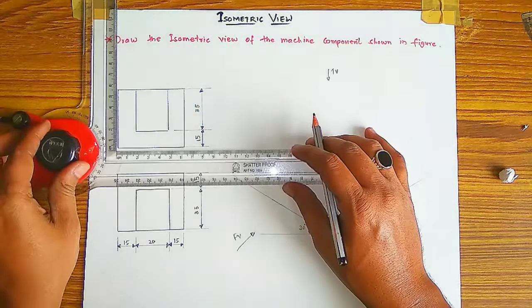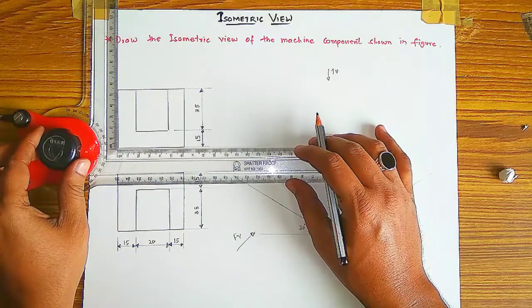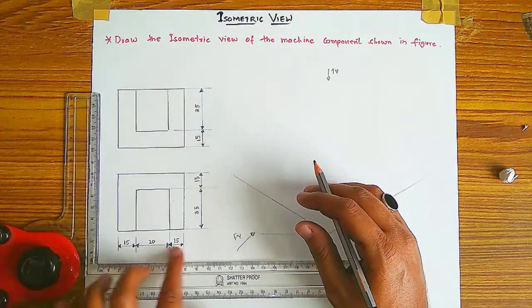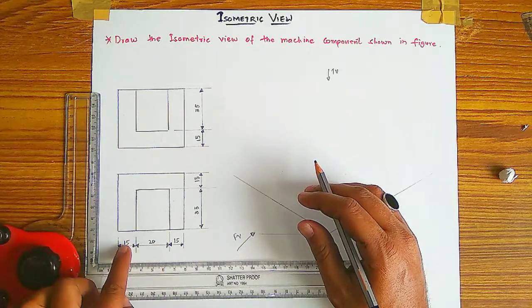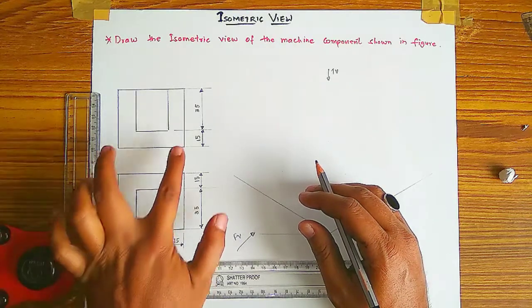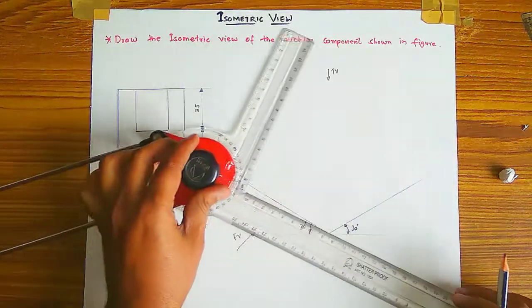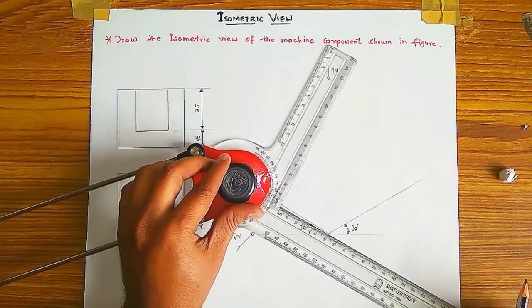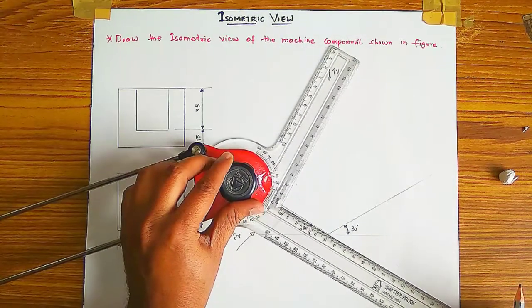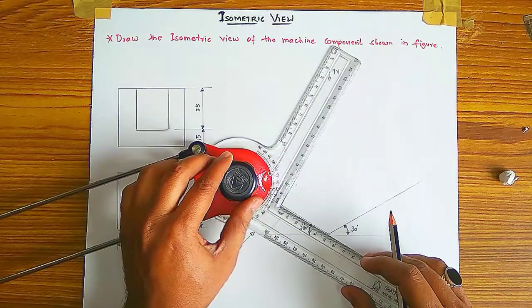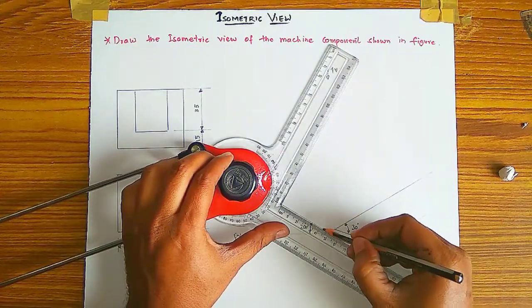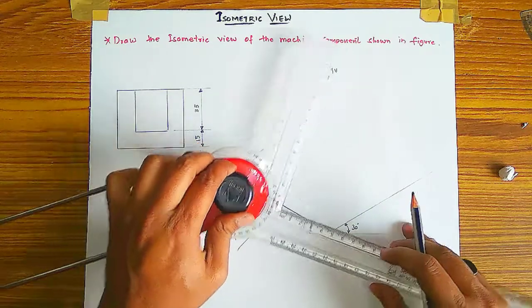How much is the front view width? That is given in the question dimension, 50 mm, that means 20, 15, 15, total 50. With this line we have to draw 50 mm like this on this angle. You have to start the front view. 50 mm I have drawn.